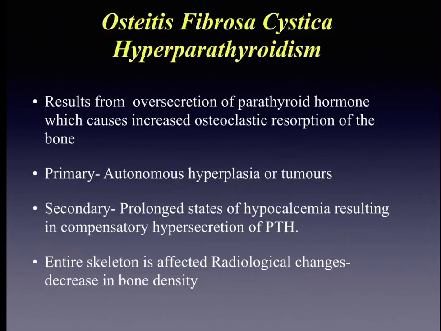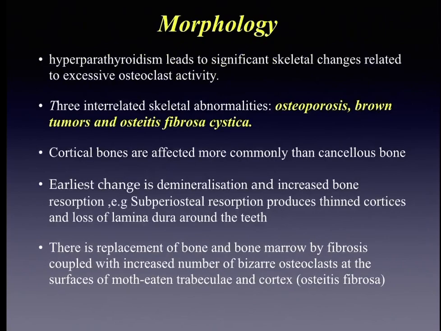So the entire skeleton is affected, and the radiological changes mainly show decrease in the bone density. Coming to the morphology, in case of hyperparathyroidism, it can cause certain skeletal changes which are related to excessive osteoclast activity. There are mainly three interrelated skeletal abnormalities, that is osteoporosis, brown tumors, and osteitis fibrosa cystica. Cortical bones are affected more commonly as compared to the cancellous bone.